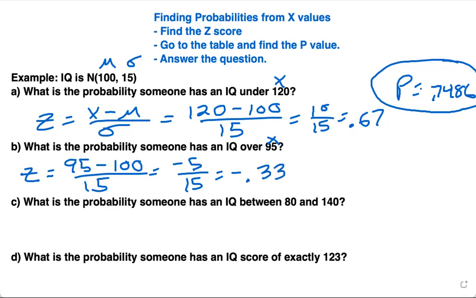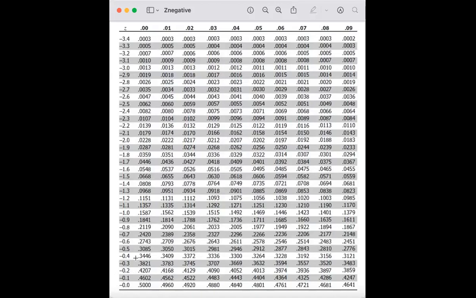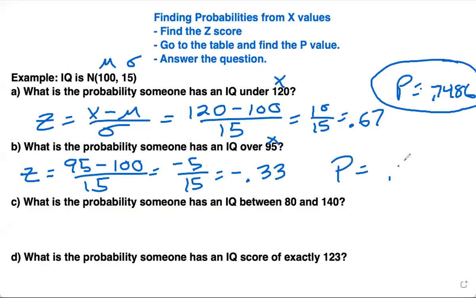So now I'm looking up a negative z-score. Negative 0.33. And so in this case, it starts in the bottom. So negative 0.3, up there is 3. Find where they meet, and I get 0.3707. Make sure you find that as well, 0.3707. It wanted over. Your z-table, remember, reads less. So you're going to do 1 minus that value to get your final answer. 1 minus 0.3707 will give you 0.6293.